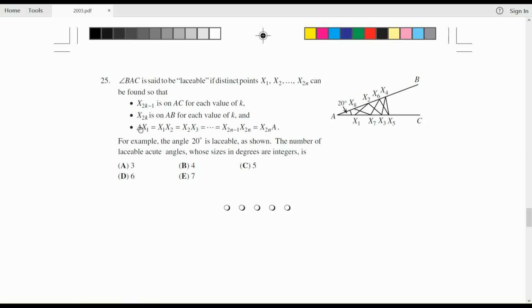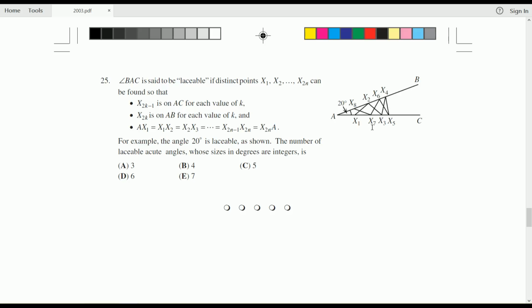And we have here AX1 is equal to X1X2 is equal to X2X3. So all these lengths are equal all the way up to X2n back to A. So it all comes back to A. And all these lengths, as we follow this sequence around from A to X1 to X2 to X3 to X4 to X5, all these lengths are equal. So immediately I'm thinking there might be some isosceles triangles in here.